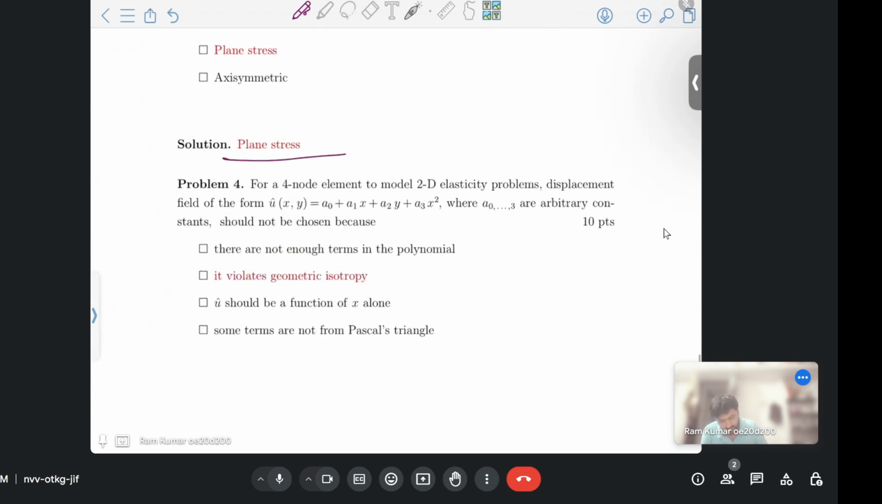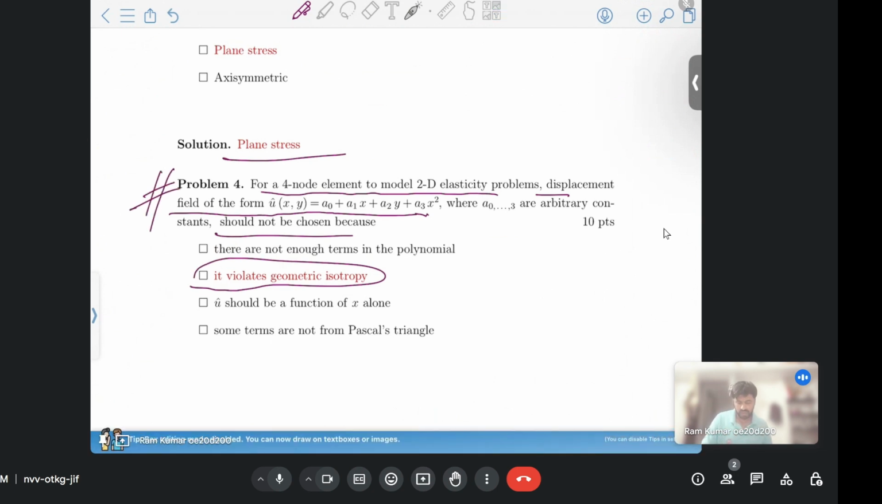And the fourth question: for a four node element of a 2D elasticity problem, a displacement field of the form given by this equation should not be chosen because it violates the geometric isotropy condition. You will go through the video and understand the meaning of the geometric isotropy condition.